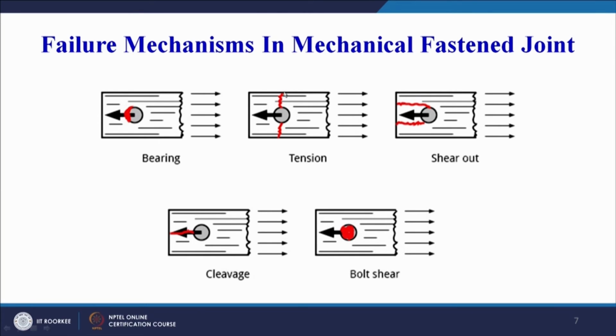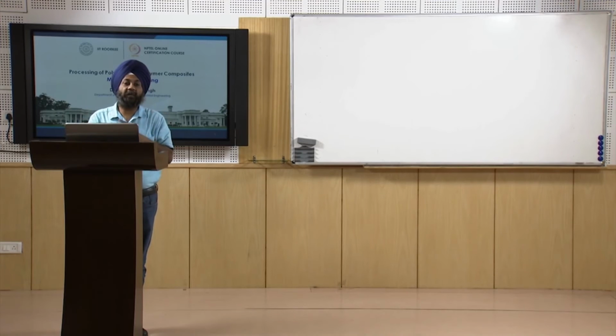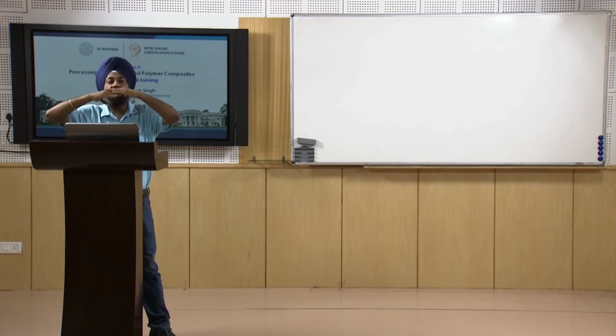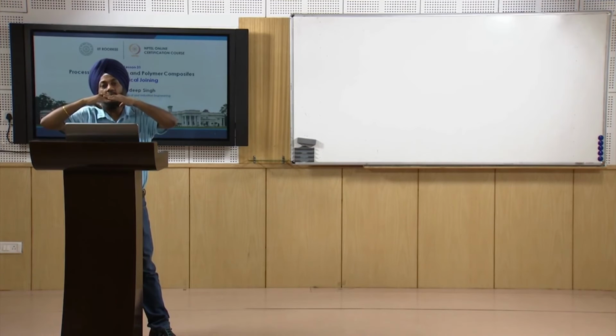So when we apply a bearing type of load, this is the area that can fail. Under tension it can fail like this, it can shear out like this. Then a cleavage type of mechanism can also be there, and then the bolt shearing where the bolt will shear. So different types of failure mechanisms can happen when you have used a mechanically fastened joint. What are these? Bearing failure, tension based failure, shear out, cleavage, and bolt shear is the last type where the bolt may even get sheared.